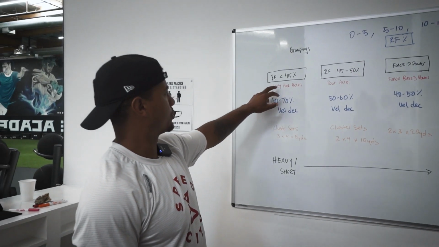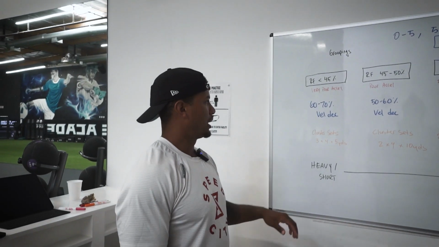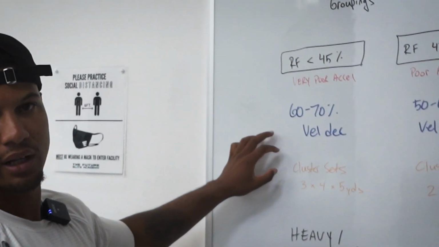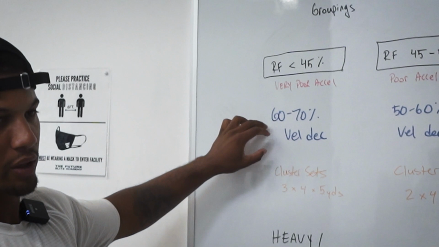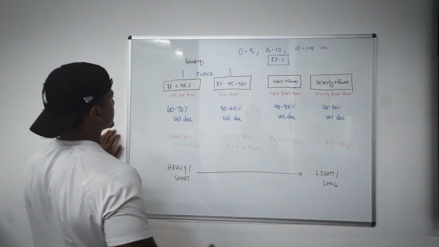So if an athlete is below 45%, they have very, very poor acceleration. And what we're gonna do is do everything heavy. So 60 to 70% velocity decrement. We're trying to reduce the amount of speed that they have to work on those force capabilities. So this is very force oriented here. Okay, these two are force, right?